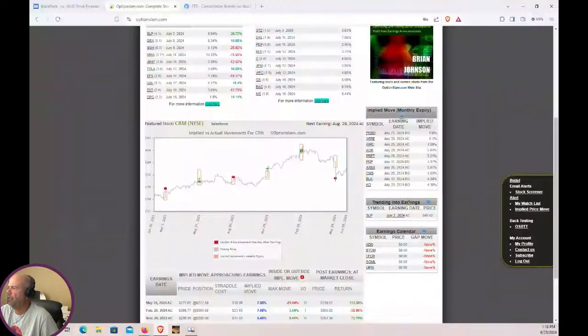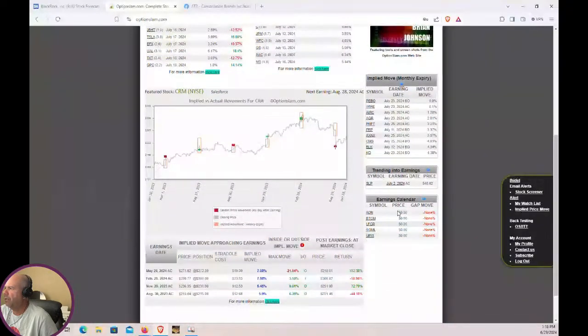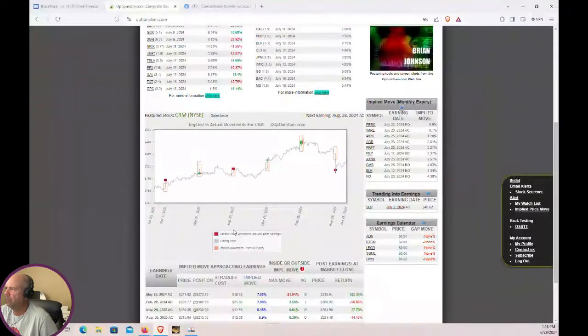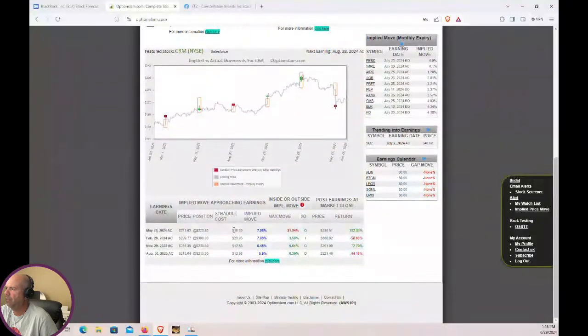Trade into earnings, July 2nd. I'm not gonna do it. So earnings calendar, ADN. So these I don't even know. So implied move approaching earnings, 7%, which is this one. CRM. So next earnings August 28. Salesforce, yeah.